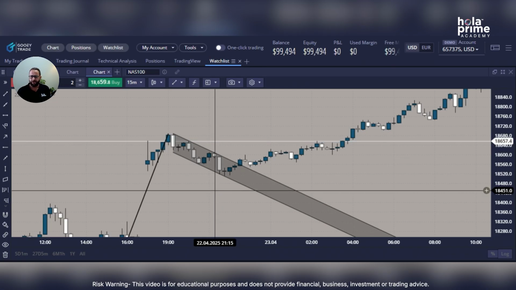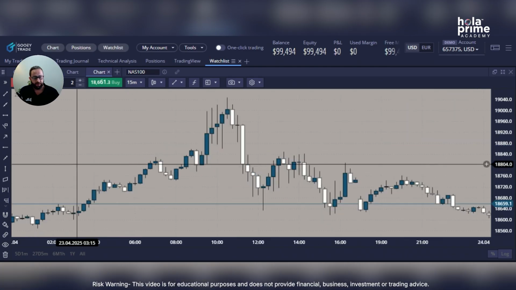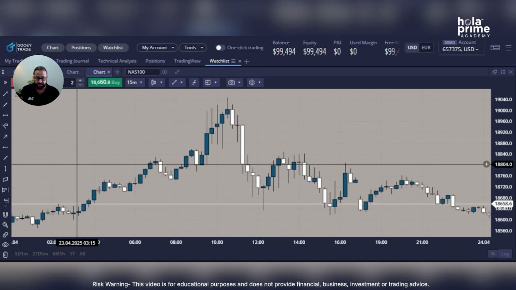Right, so that's the bullish trend continuation flag pattern. Next, we're going to look at a bearish example. All right, next up, we got a bearish flag pattern. Again, a trend continuation pattern.